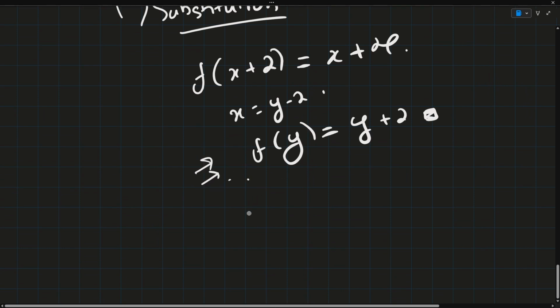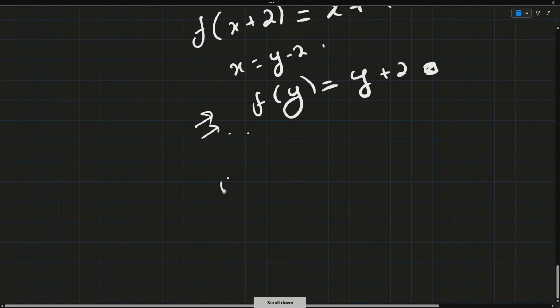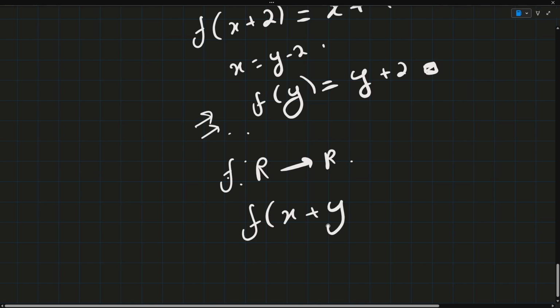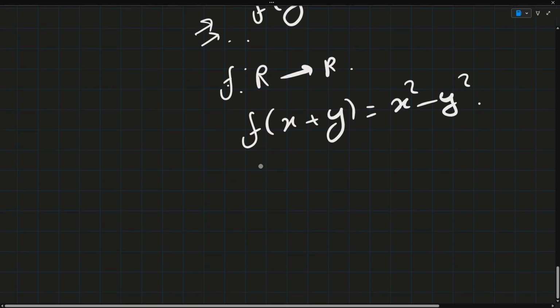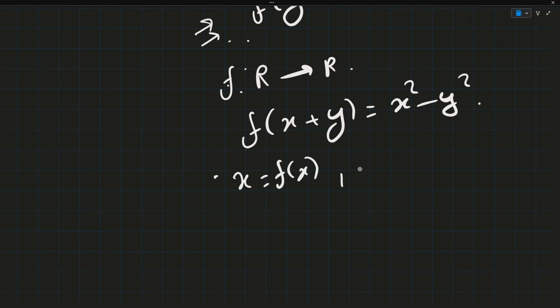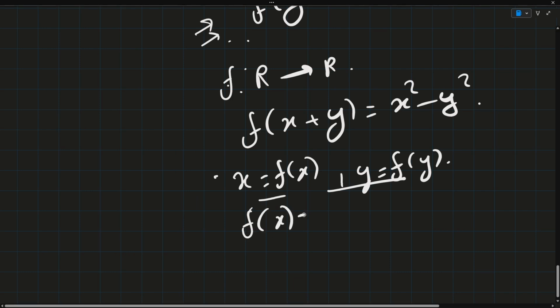Generally, this is the major substitution strategy. In substitution, you can take, let's say, a functional equation f from R to R, such that f of x plus y is equal to x squared minus y squared. Then here are the substitutions you can take. You can take x equal to f of x, and y equal to f of y. But the inverse you may or may not be able to take. For example, you cannot take f of x equal to alpha unless f is surjective.